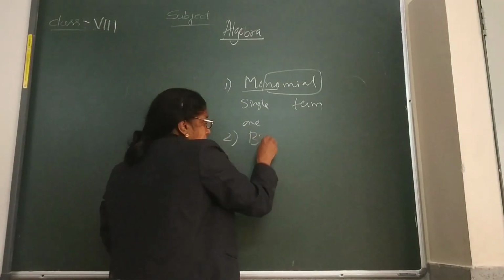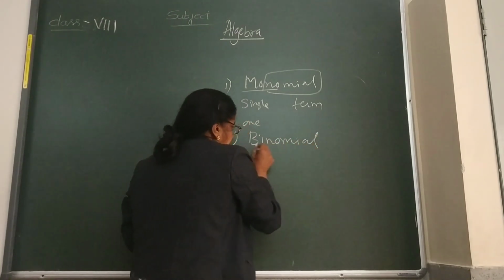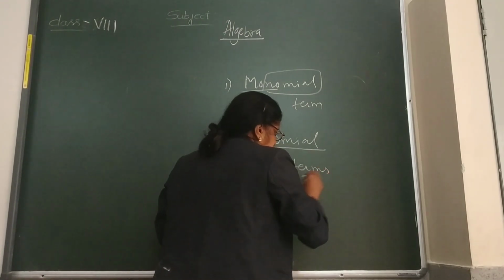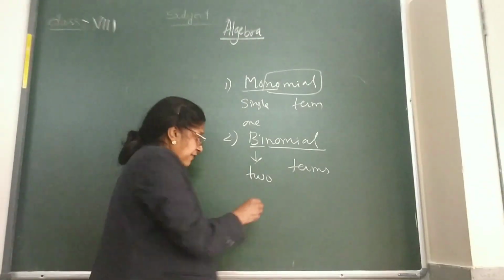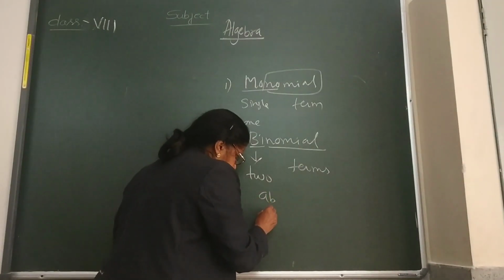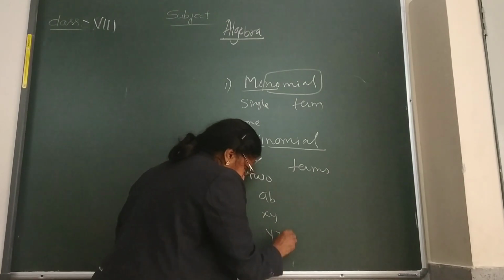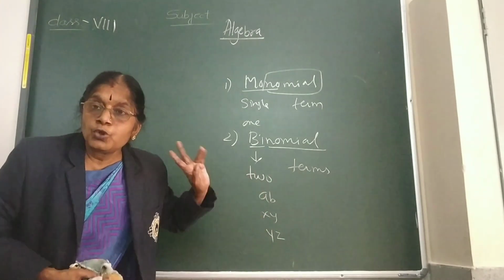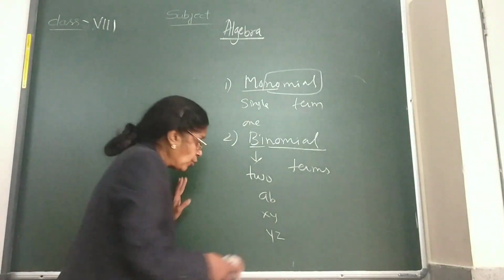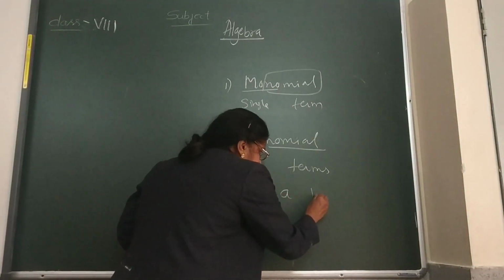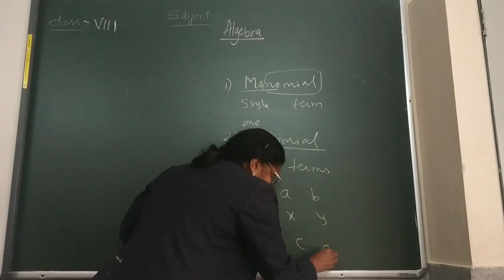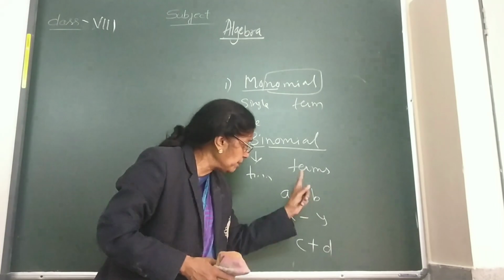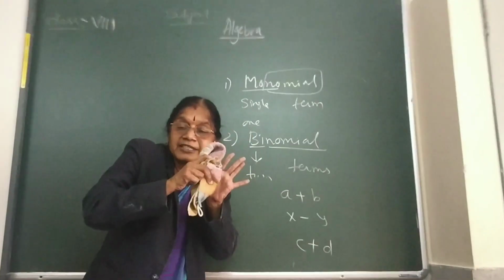Second type: binomial. Bi means two terms are there. If I take AB, XY, YZ, I can't call these binomials, because I told you a product of two variables or three variables is a monomial. So if I take A and B, X and Y, C and D, either a plus sign or a minus sign should be there in between the variables. They should be separated out.